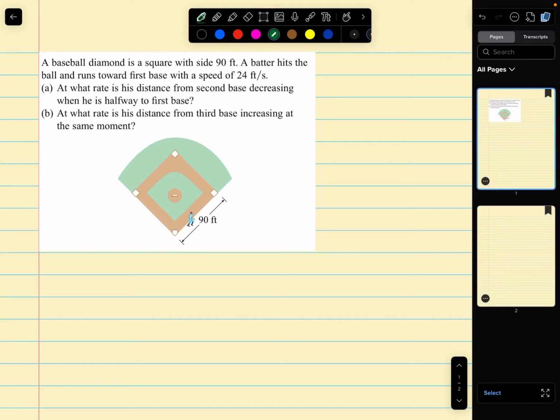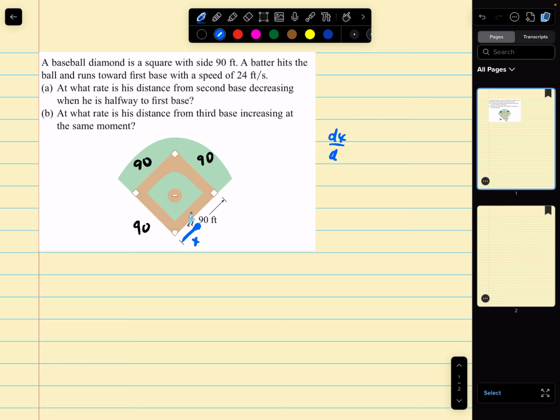Related rates problem together. We have a baseball diamond in the shape of a square where each side is 90 feet. So that means this side is also 90 feet, that's 90, and that's 90. A batter hits the ball and runs towards first base with a speed of 24 feet per second. So where he is at any given time is some distance away from home base. And we know that distance is changing.